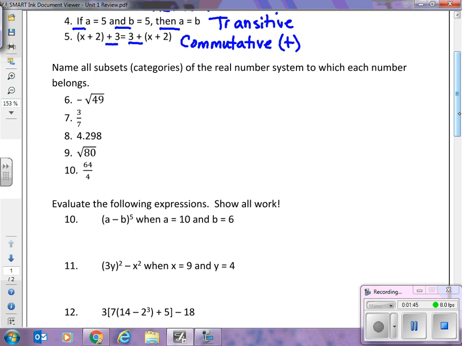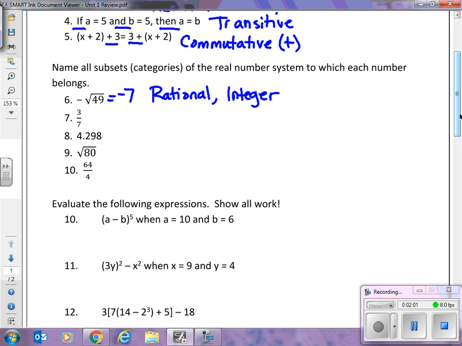So for negative square root of 49, that's like saying negative 7. So we're trying to think of where negative 7 would belong. It is rational because it can be made into a fraction. It is an integer because it is found on the number line. It is not a whole number because it's not above 0.